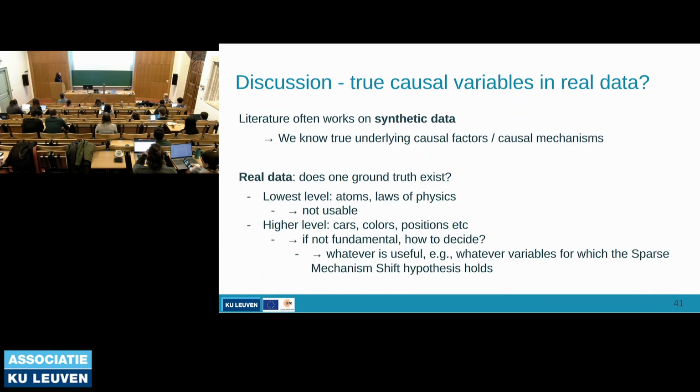Finally, more broadly, this and other literature on disentanglement or identifiability often works on synthetic data, where we know the ground truth causal factors and causal mechanisms. It's understandable. The first paper worked on real data, but it was not so clear what even the true causal connections were there, and they weren't correctly found, or found in accordance with what humans thought. It's an open question how to define what the correct causal variables are in real data.